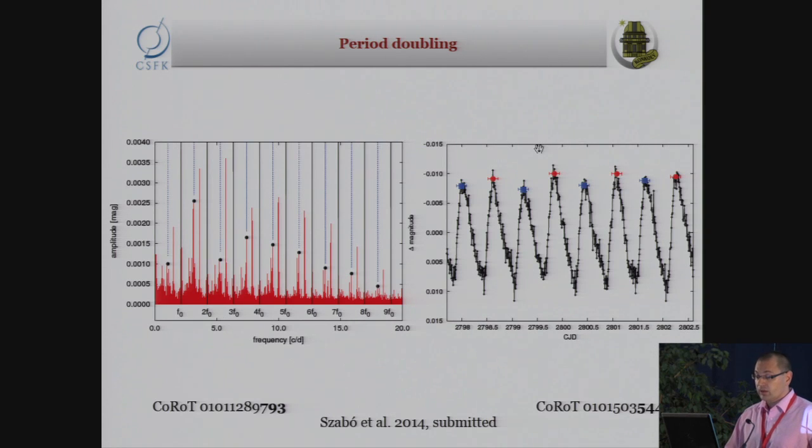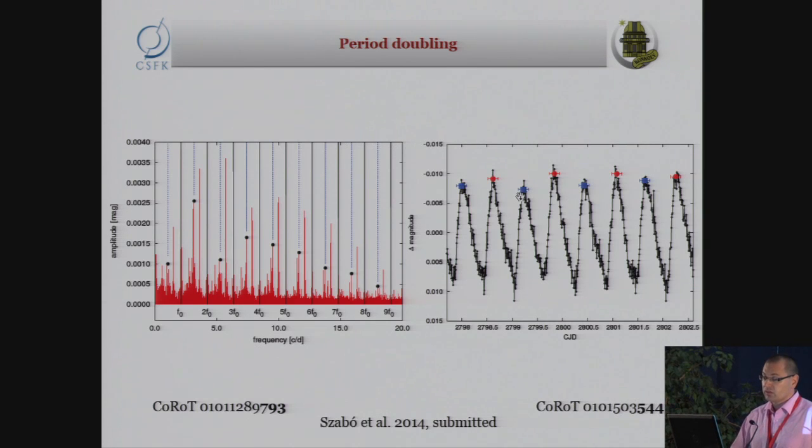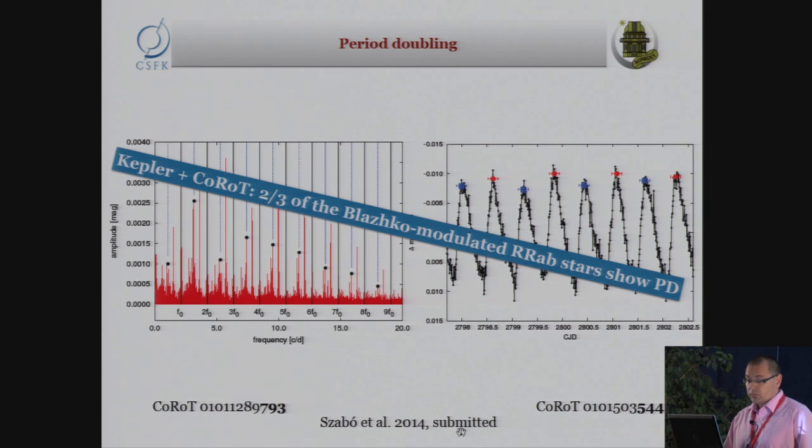We have other objects as well. Here you see one of the heavily blended ones. You see that the total amplitude is around 200ths of a magnitude. So it's really a heavily blended star, and we still see the alternating maxima. So it's very important. To conclude this part of my talk, Kepler and CoRoT enabled us to derive these statistics, that 2 out of 3 Blazhko modulated stars do show the period doubling. This is very important.